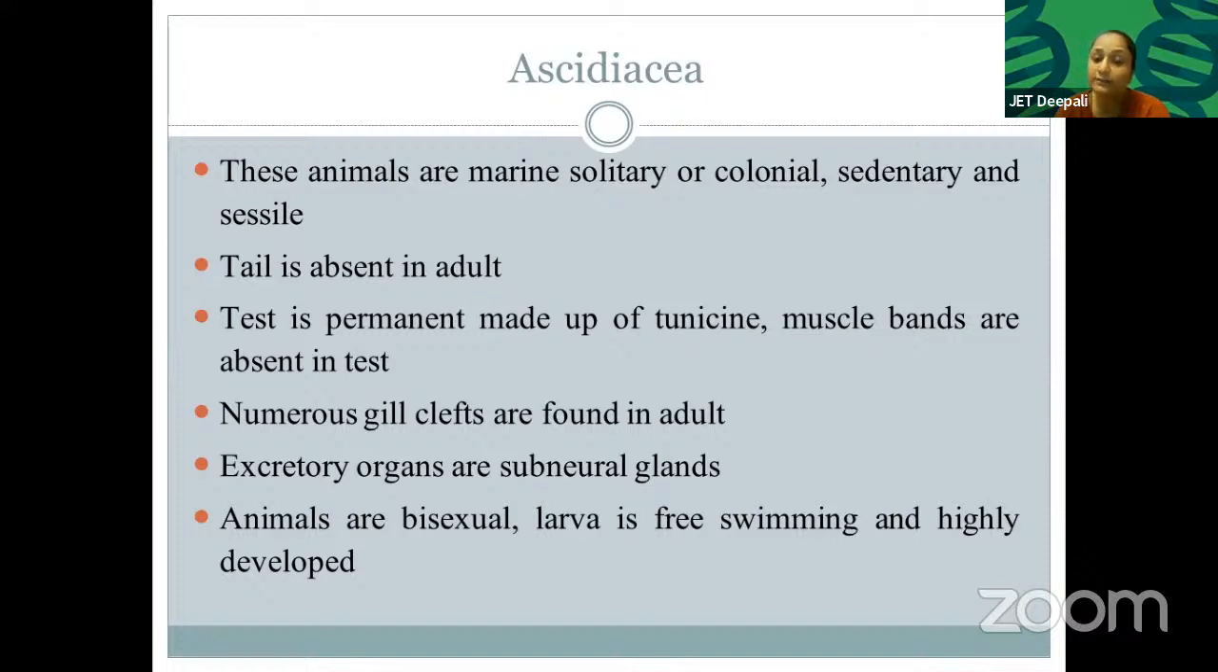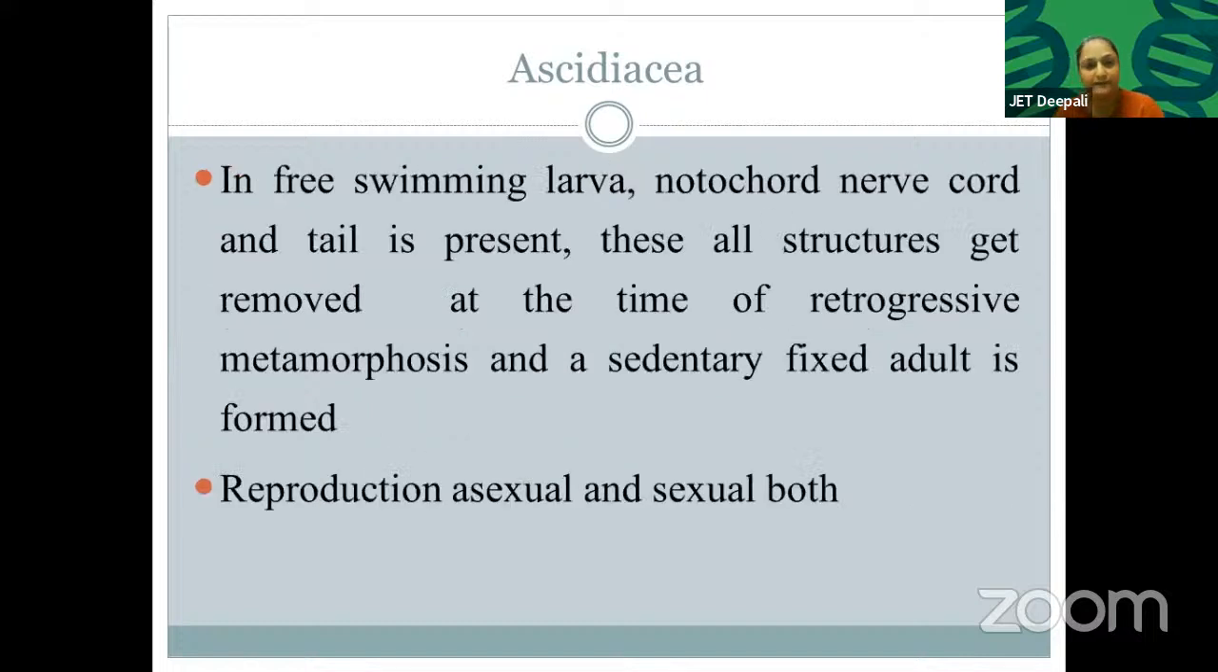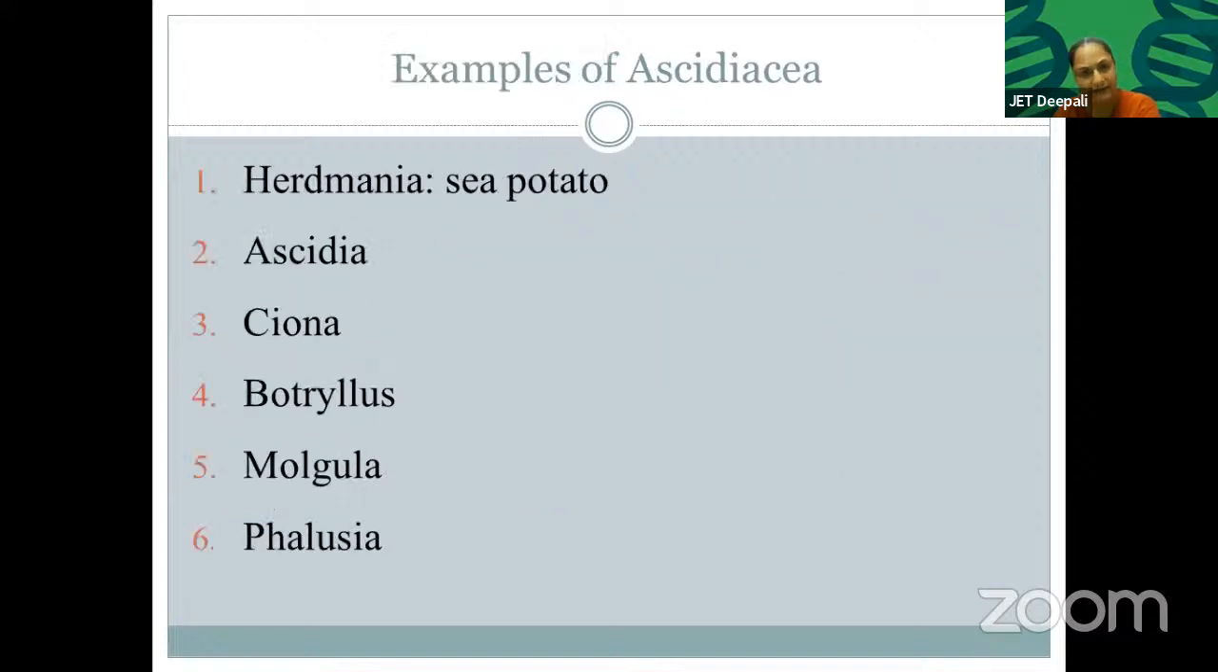Excretory organs are subneural glands. Animals are bisexual. The larva is free swimming and highly developed; only the larvae are highly developed. In the free swimming larva, notochord, nerve cord, and tail are present. These structures are removed at the time of retrogressive metamorphosis, and a sedentary fixed adult is formed. Reproduction is asexual and sexual both. Retrogressive metamorphosis you all know. Any question, then ask me.